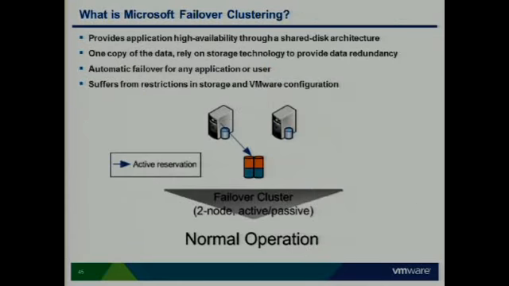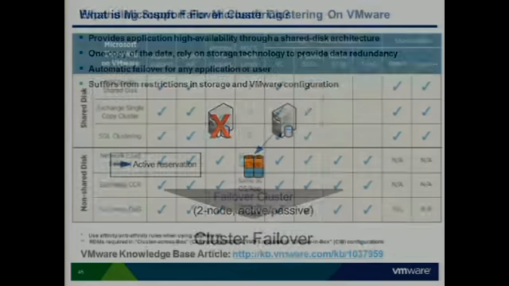Now let's contrast that with failover clustering. Failover clustering gives you HA using a shared disk architecture. Only one copy of the data though, so it's good for cost, but you have to rely on storage technology to provide data redundancy. But you don't have to be cluster aware. It protects any application or user that's connected to it. But the downside is it suffers from very severe restrictions in storage and VMware configuration. Because SCSI reservations are issued, we can't do things like vMotion. So when we fail over here, the SCSI reservation goes to the passive node, but it's using the same data.